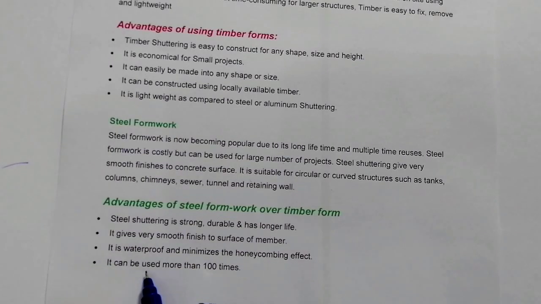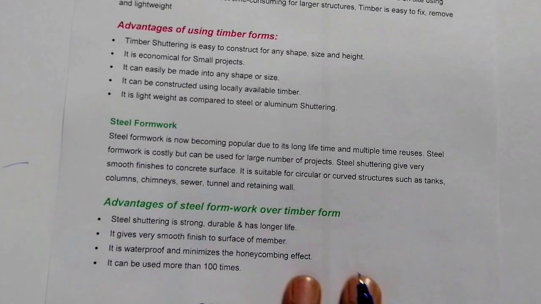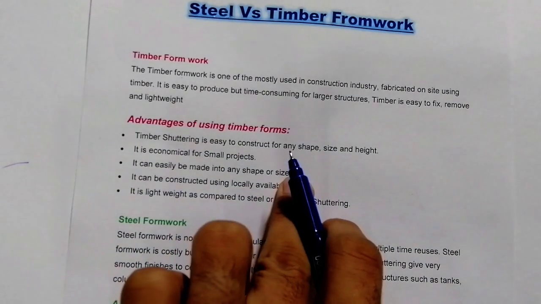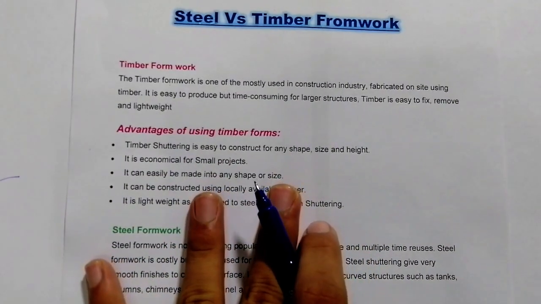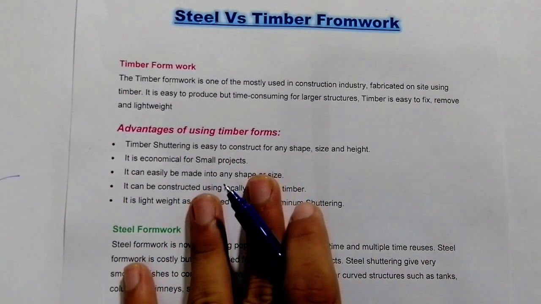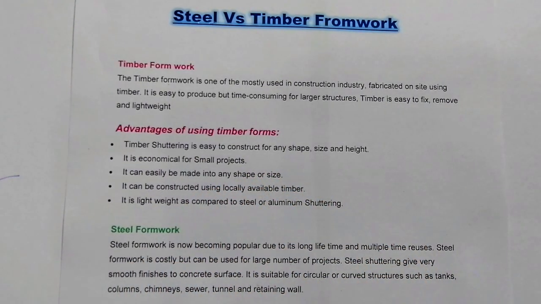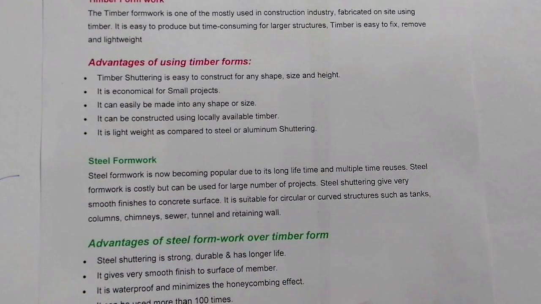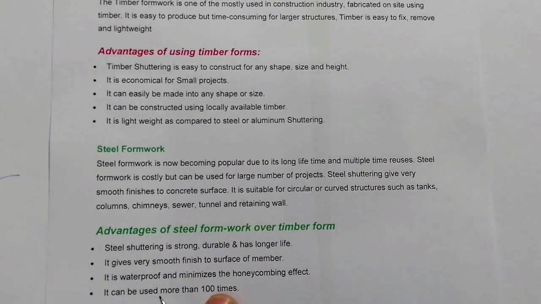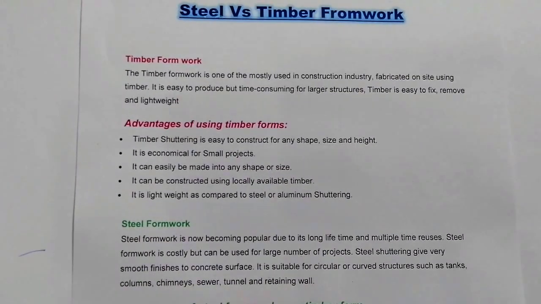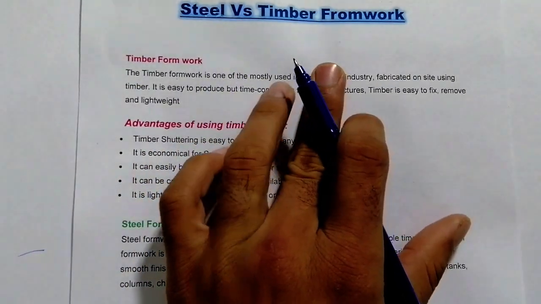The other one is it can be used more than 100 times, but timber formwork you can use from 5 to 10 times, otherwise it's not suitable for construction of structures, but steel you can use more than 100 times. So these are some important points about steel versus timber formwork which I have discussed in front of you guys.